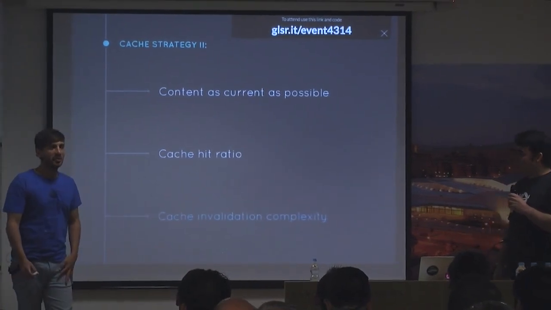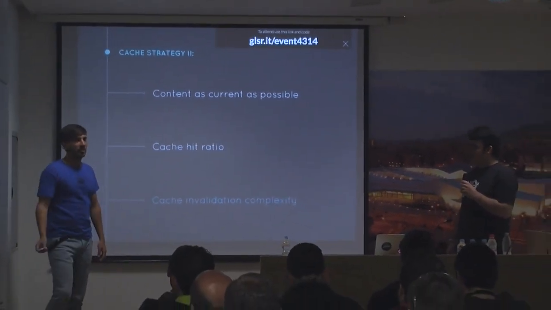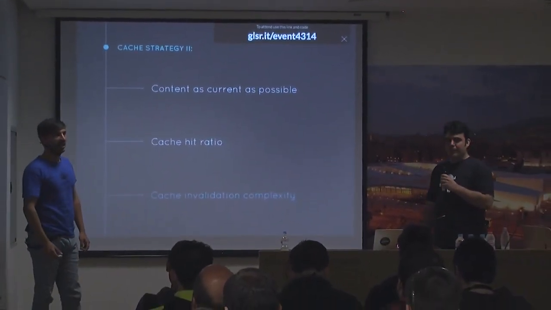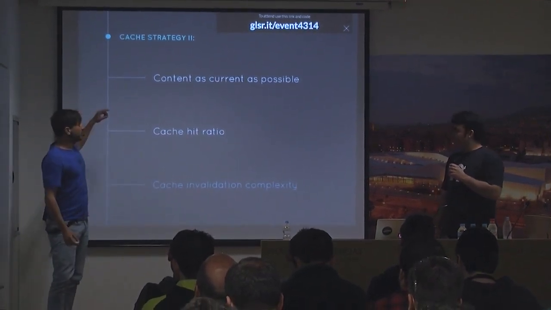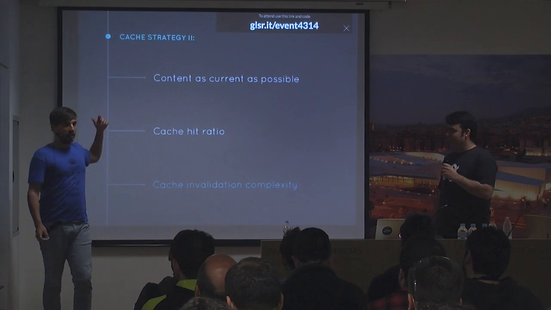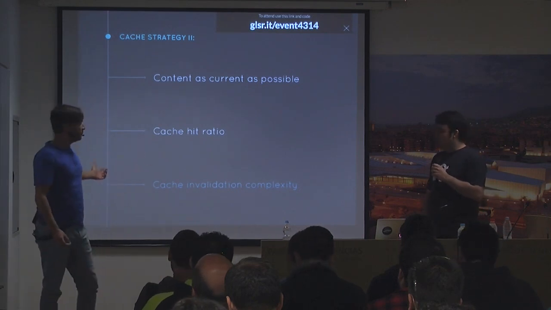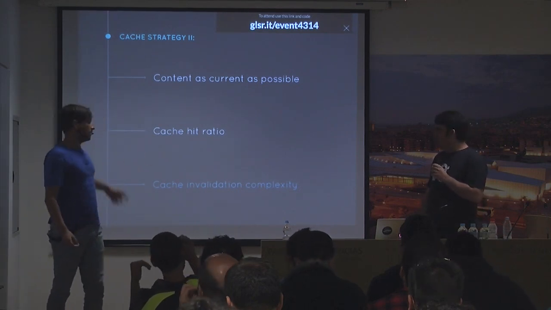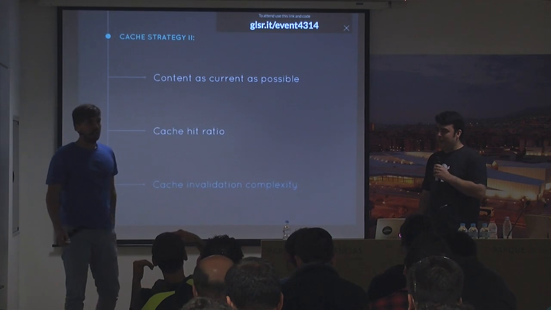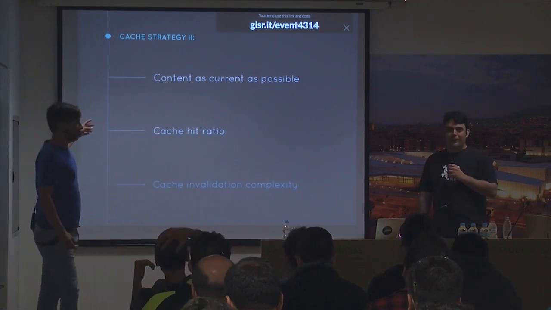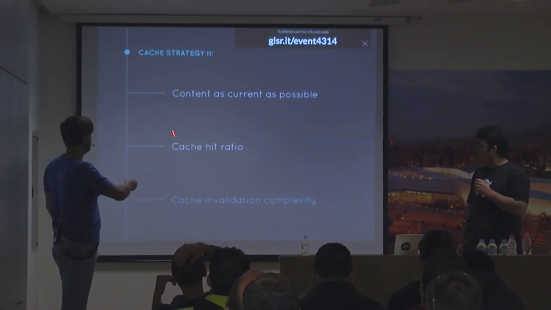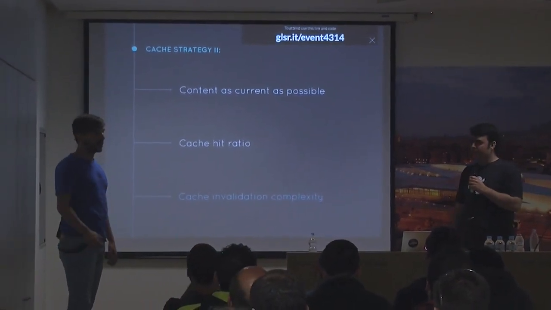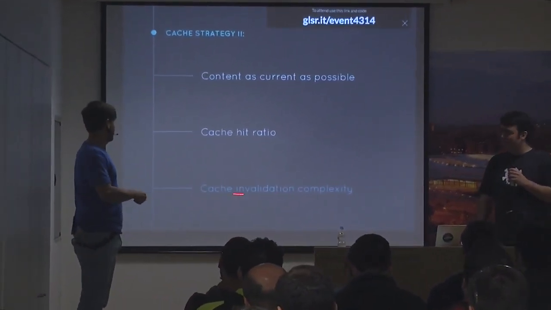I don't know if you have seen this talk from Wim and Fabian, but they have this concept that you can have the content as fresh as possible, or a good cache hit ratio, or a simple cache invalidation, but you can only have two of them, right? So for Drupal 8, we chose the first two, right? So we have a crazy cache invalidation problem.